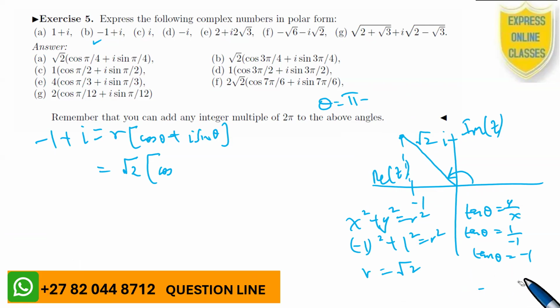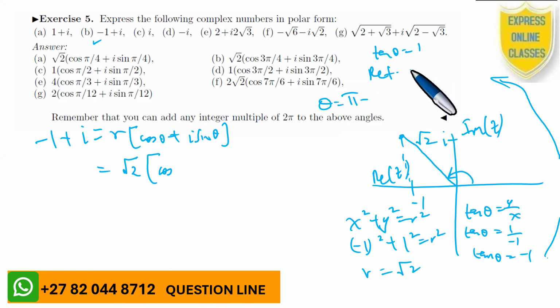Like when we are in school, we do the reference angles, so you can do the reference angles here. So in this case, you find the tan of theta equals 1. For the reference angle, you take theta equals pi over 4.